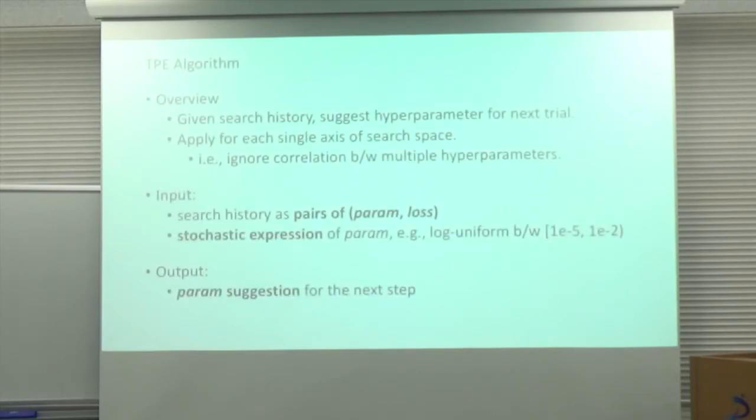The background algorithm is called TPE. For each trial, meaning each training, TPE suggests a good parameter for the next trial based on historical data. The problem setting here is that the input is the search record as pairs of the parameter and loss, and the output is the parameter for the next trial. One thing we need to care about is that hyperopt does not care about the correlation among the multiple hyperparameters. So the TPE algorithm is actually applied for each axis of the search space.